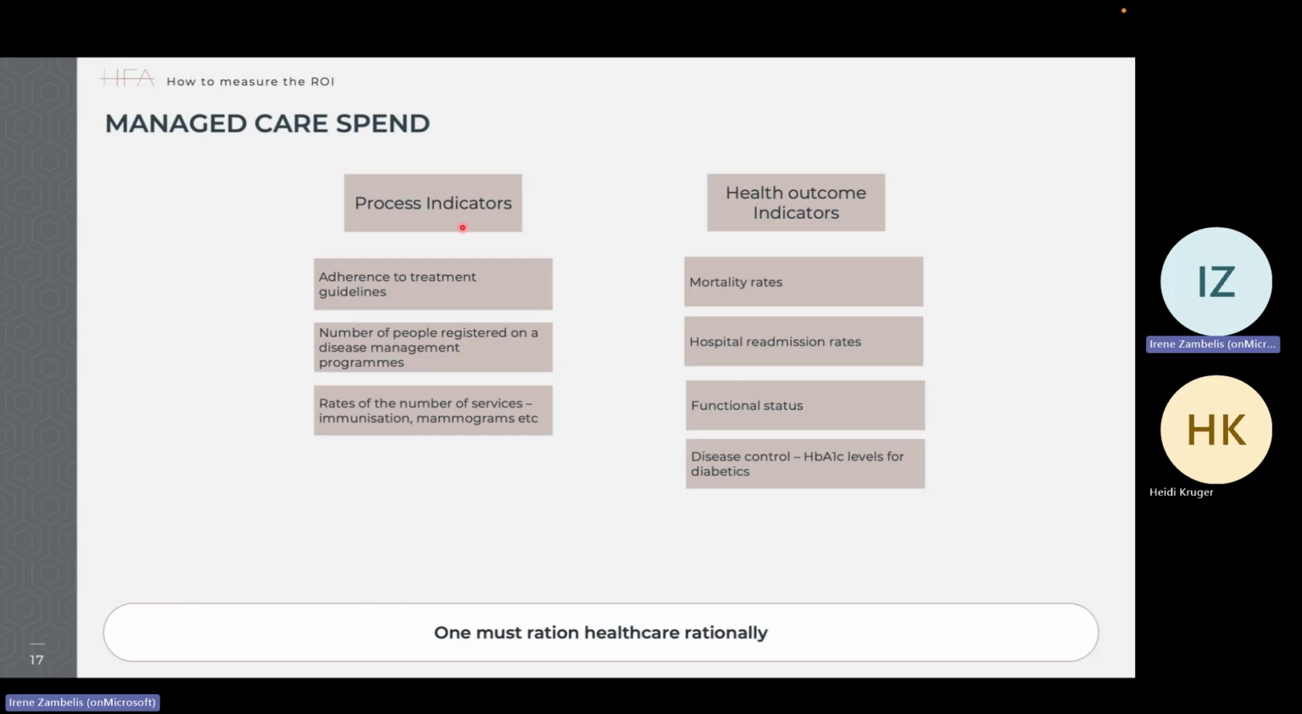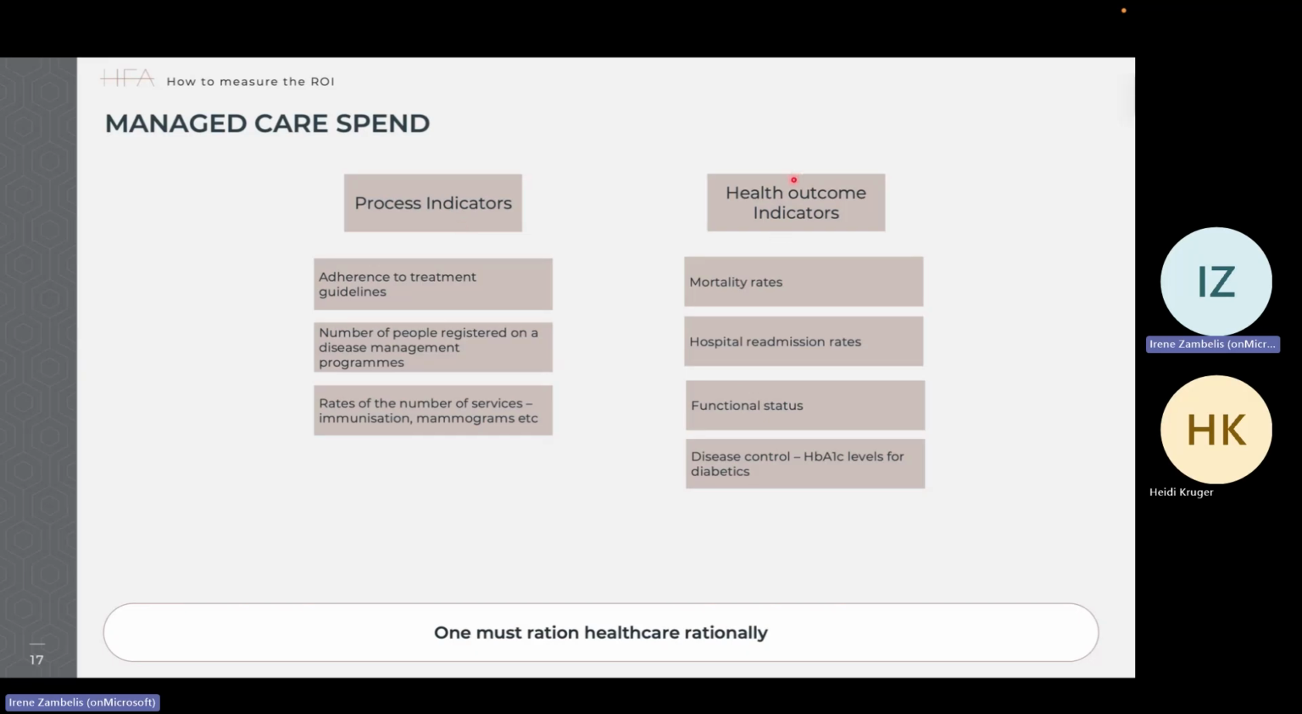And we'll show you some process indicators in our next slide. It's going to tell you how many people had a flu vaccine, how many people had mammograms, etc. It doesn't tell you how many people have controlled diseases, like controlled blood pressure, controlled blood sugars.